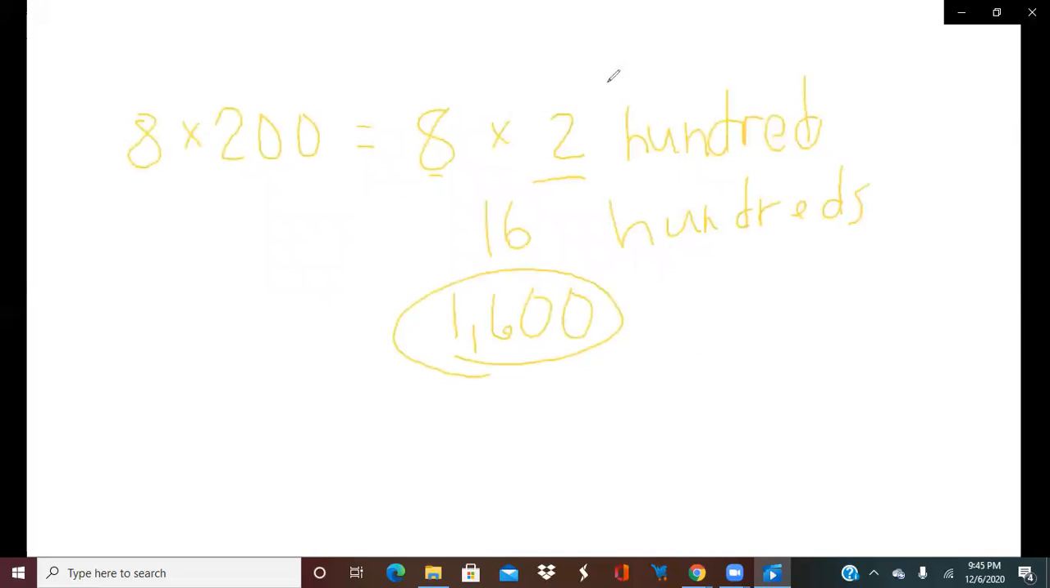Okay, so looking at it a different way, we're looking at 8 times 200. 8 train cars times 200 seats per train car equals 1600 seats. Okay, we're going to go through another example together.